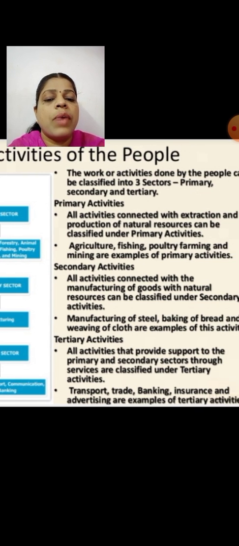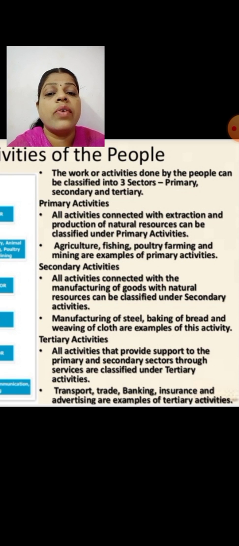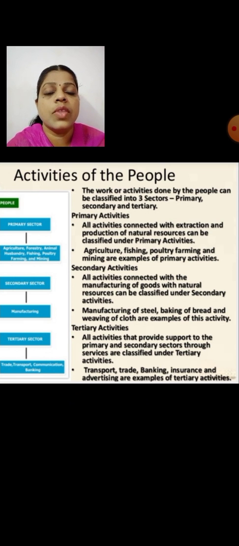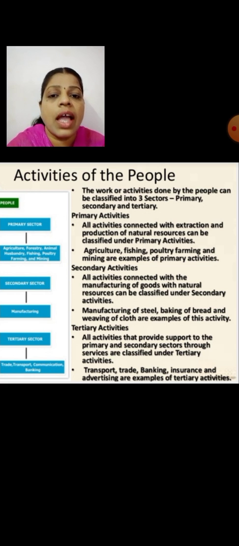Here, in the primary sector, we can see what activities come under it. All activities connected with the extraction and production of natural resources can be classified under primary activities. For example, agriculture, fishing, poultry farming and mining are various examples of primary activities.